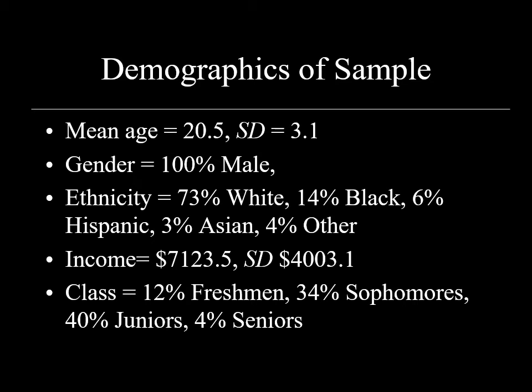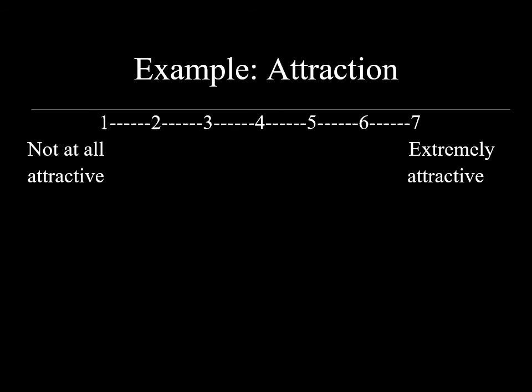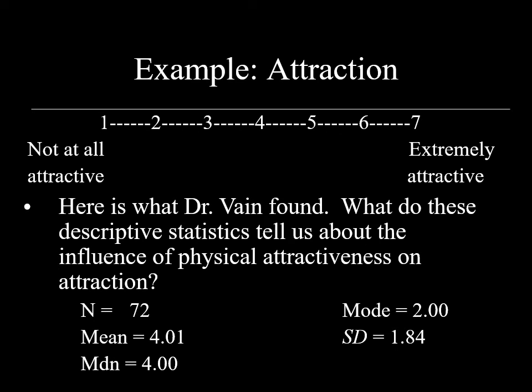So usually, again, I talked about that mode is rarely used. That's because usually it's more important to simply list the percentages of each category. So the attraction scale in here is a Likert-like scale going from 1 to 7, with 1 not attractive at all and 7 being extremely attractive. And again, every participant rates the picture that they see on this scale. Here is what Dr. Vane found.